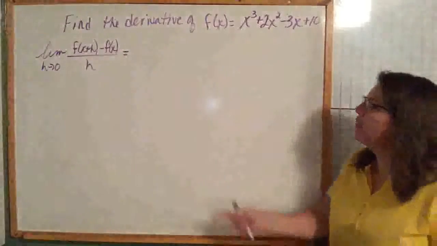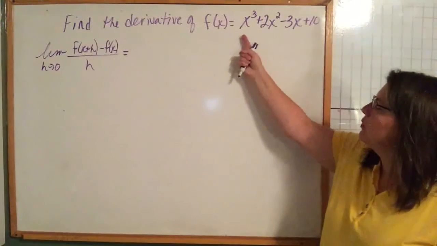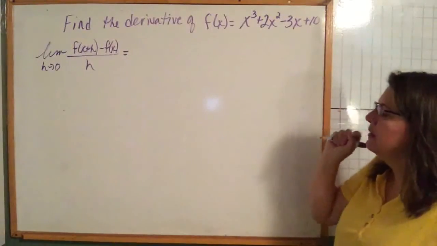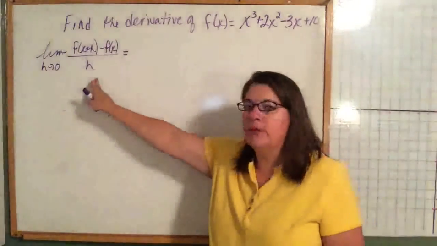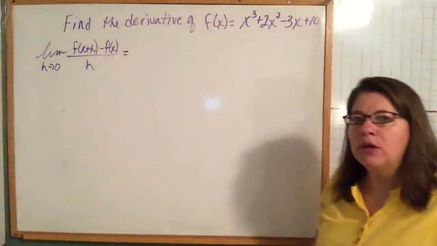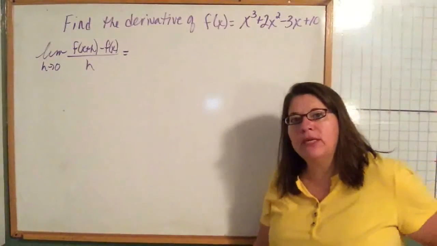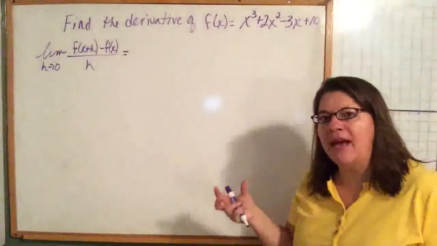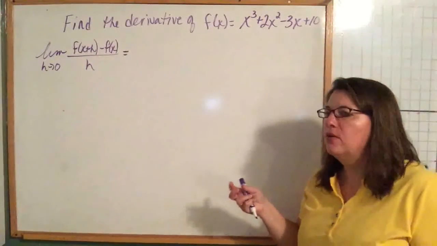Okay, so here's my next problem. I've got f of x equals x cubed plus 2x squared minus 3x plus 10. And I've gone ahead and wrote the formula up. And so we're going to plug into the formula just like we did in the last problem. Now, you might notice the last problem, the highest exponent was a 2. So that's not too bad.